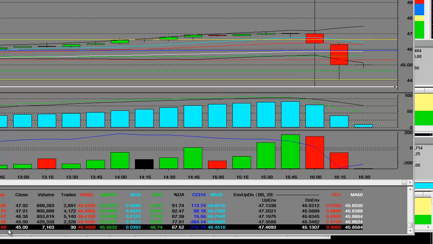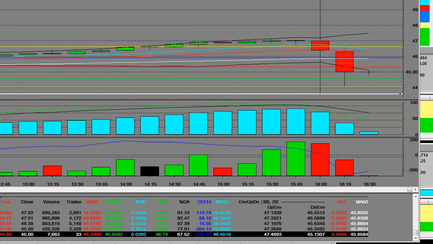But right now, the lows were 44.97. And we can clearly see that, no, they undercut that 44. So we're talking about a lower low there on this particular release.